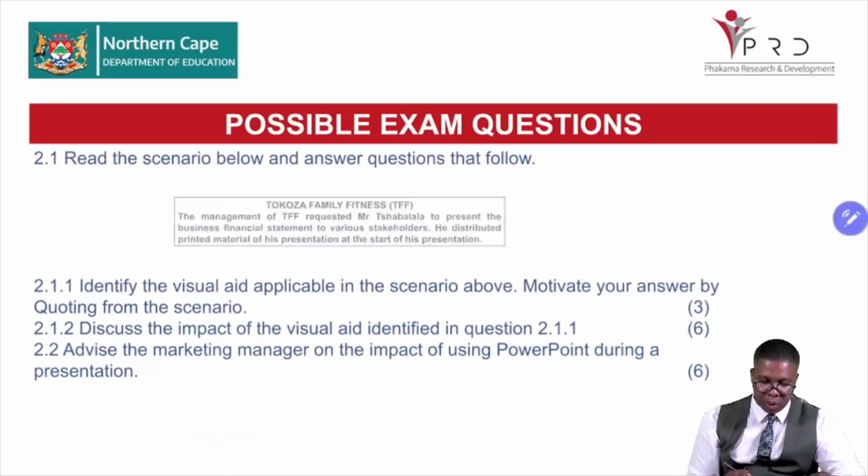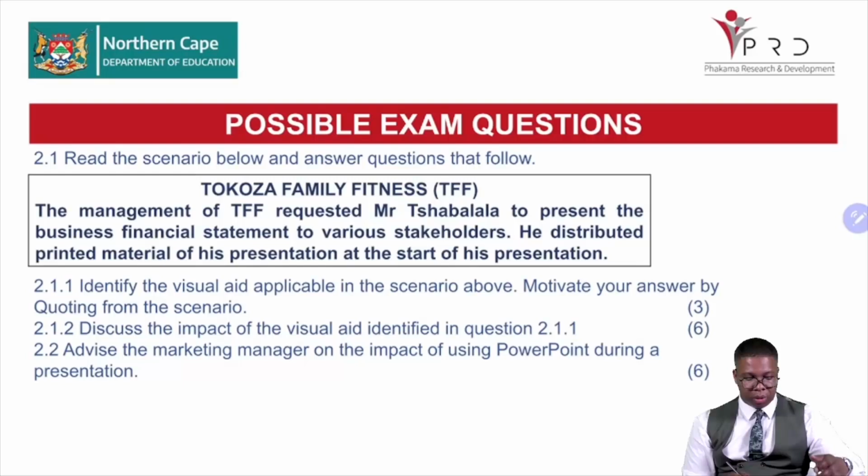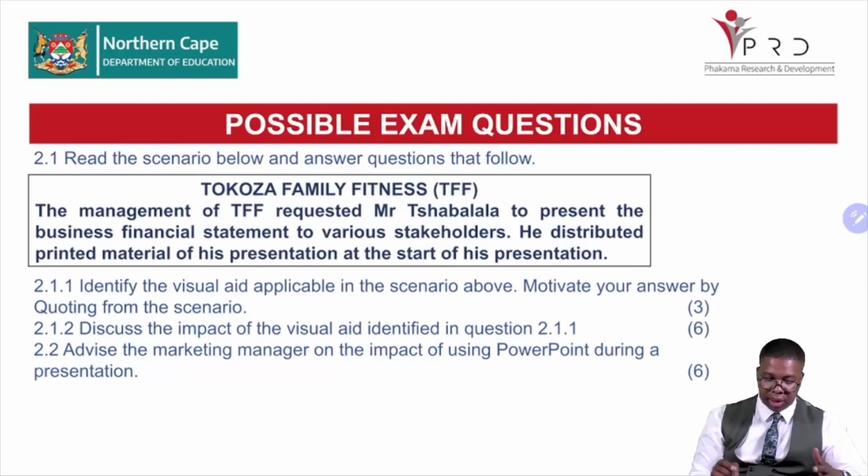Then we have another possible exam question whereby you are required to identify the visual aid from the scenario. Now we have Thokoza Family Fitness, TFF. The management of Thokoza Family Fitness requested Mr. Chabalala to present business financial statements to various stakeholders. He distributed the printed material of his presentation at the start of the presentation.